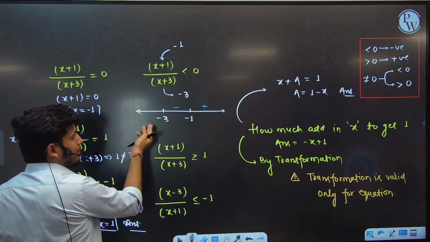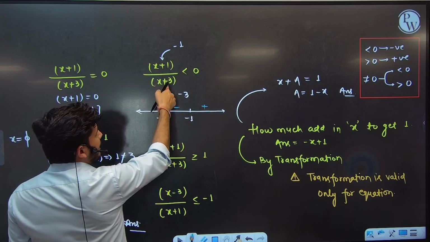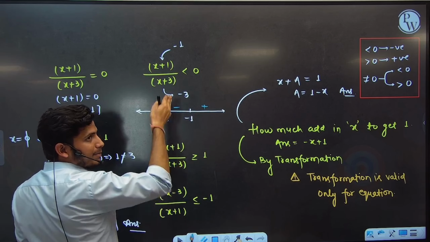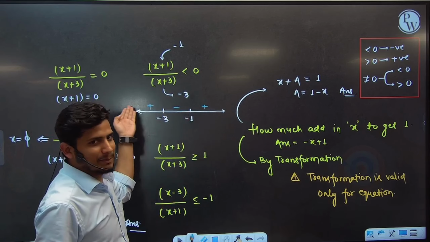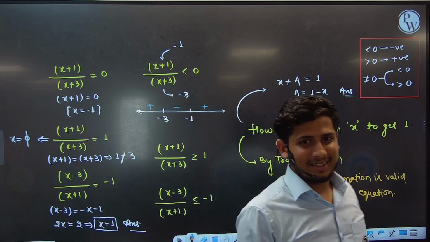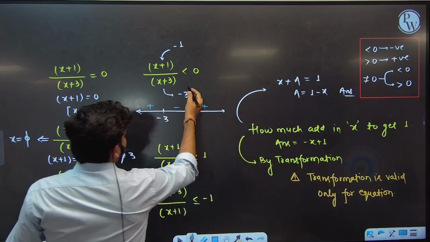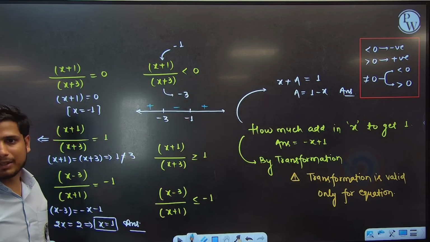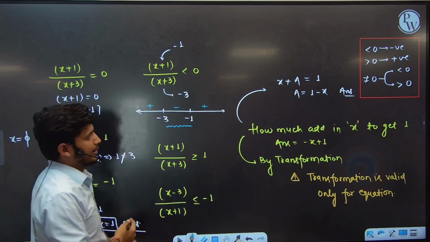Think of another part, suppose minus 4. Minus 4 plus 1 is minus 3 and minus 4 plus 3 is minus 1. So minus minus cancel, so plus. That's why we use plus minus plus. You have already studied this part. We want the negative part, so this is the region.